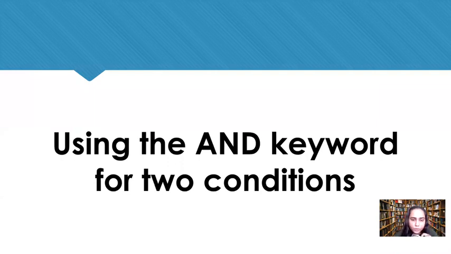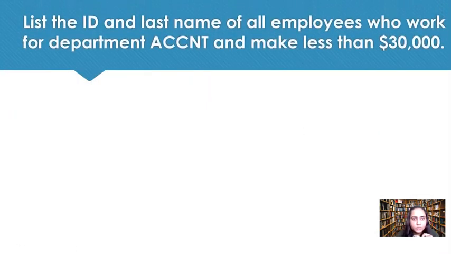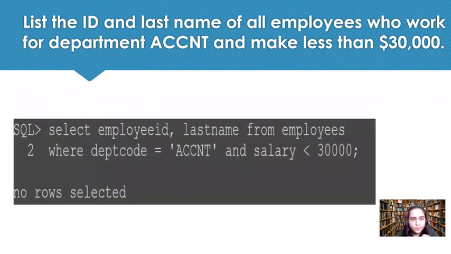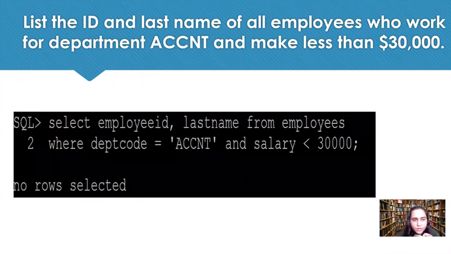Now let's see how we can specify two conditions using the AND keyword. We'll see this with an example. Suppose this is the question: list the ID and last name of all employees who work for department ACCNT and make less than $30,000. This is how you can do it. You can write select employee ID, comma, last name from employees, where dept code equal to, and you can see here I've written ACCNT in single quotes. And then I have a second condition where I'm using AND, writing salary less than 30,000.